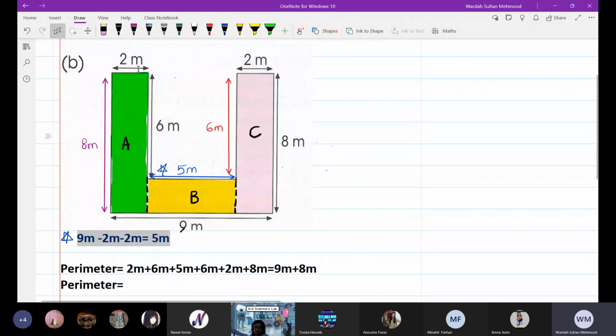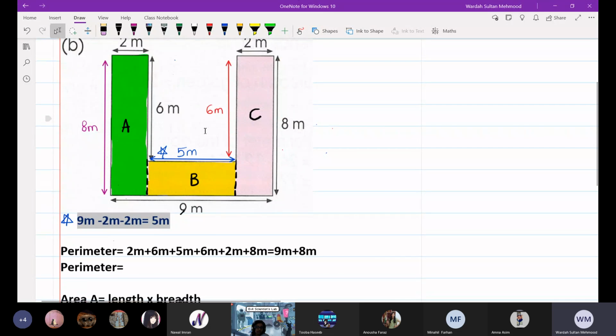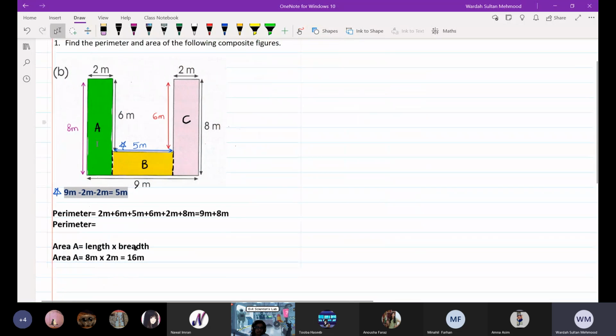We were doing this composite figure. I found the missing lengths. The perimeter would be found by you. You will find the perimeter yourself. I have just written all the sides later, not now. You will find the perimeter by yourself. Now, after that, we found the area for rectangle A only.